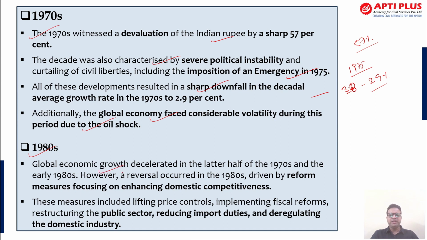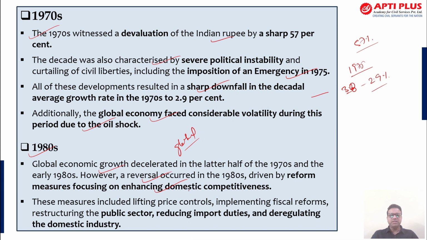Now, coming to 1980, what happened during the 80s? The global economic growth decelerated, right? In the latter half of the 19th century and the 1980s, we have seen several repercussions in the economy because of the economic volatility at the global level. This was not something at the indigenous level, but at the global level. But reform measures were taken.